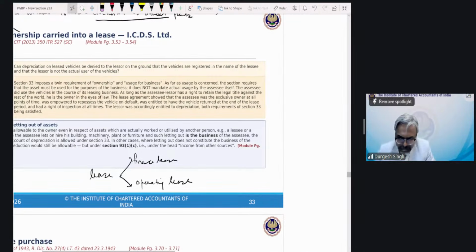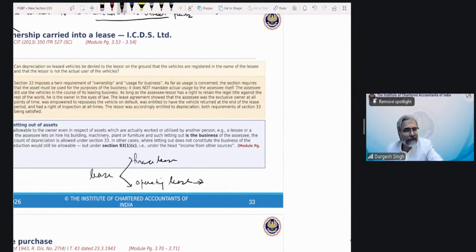Now, so far as the finance lease and operating lease are concerned, students, what is the fundamental difference? Operating lease is for a much shorter period. Finance lease is for a larger period, which is generally, in some cases, equivalent to the economic life of the asset.